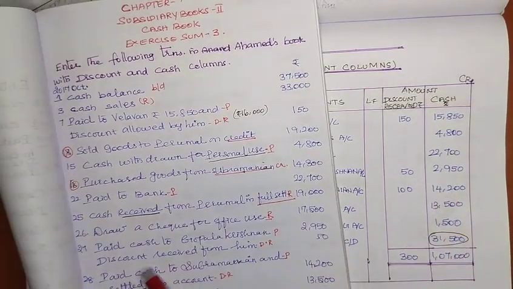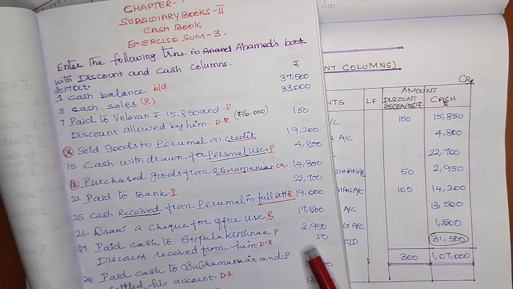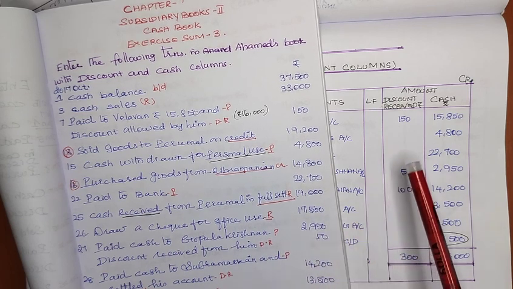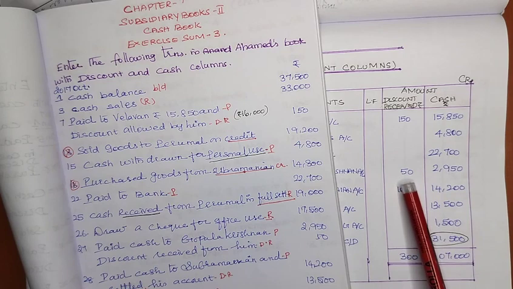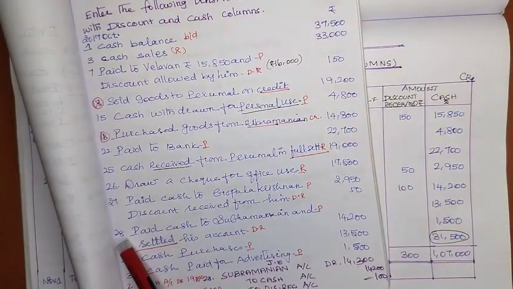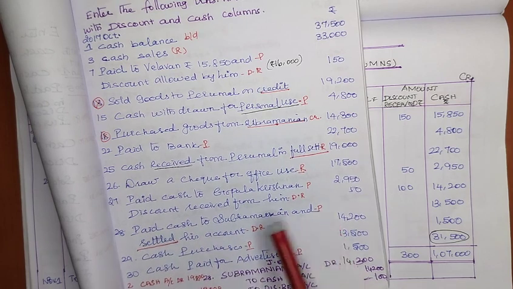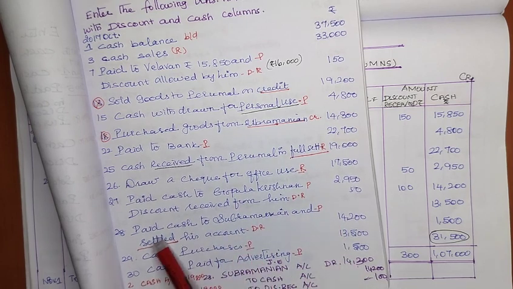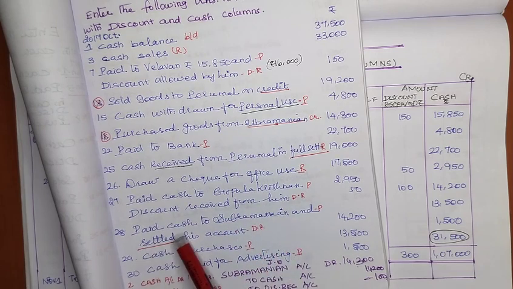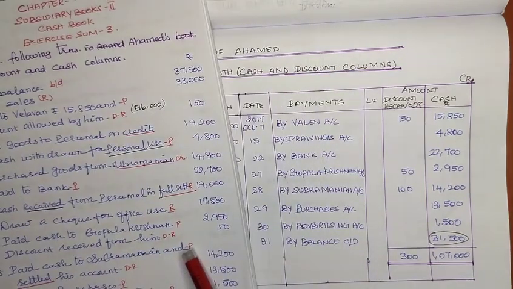Then how much discount did you receive from Gopalakrishnan? 50 rupees. So you have to enter that 50 rupees in the discount received column. Then see the next transaction. October 28, paid cash to Subramanian and settled his account. Paid cash to Subramanian means you made payment to Subramanian. Paid means payment.